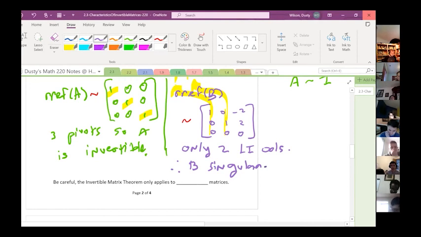Be careful. This invertible matrix theorem only applies to what type of matrices? To square matrices. That's right. And sometimes you'll see the word square, but as Alex said, other times instead of saying square, we'll say n by n, or maybe we'd say m by m, something where you have the same number of rows and columns. Okay.